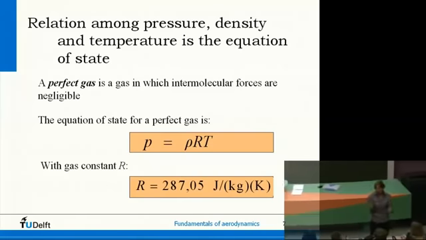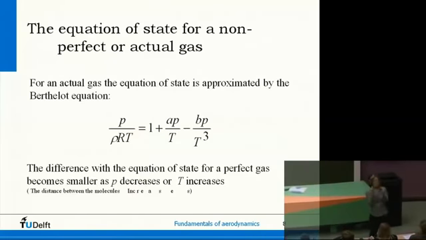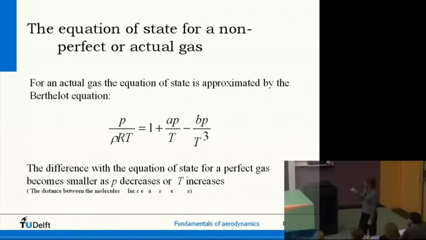When you really compress a gas very much and the molecules come very, very close, you don't have a perfect gas anymore. Then you get additional terms in your perfect gas equation, the terms with constants A and B, and you get a more complex relationship. You get the P over T in here and the P over T to the third, and this is called the Berthelot equation.